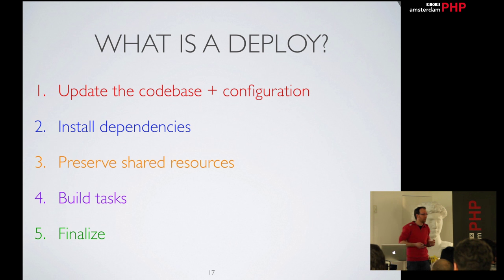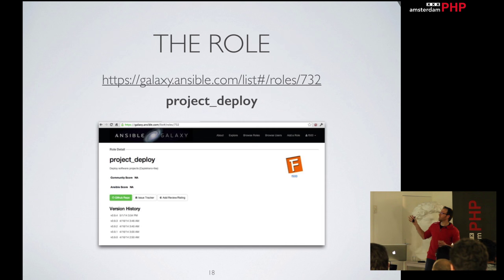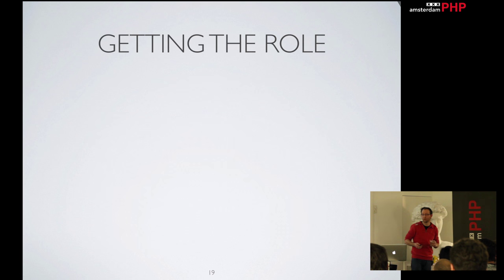So all these steps and the things I've talked about, there's a role for that. And this is it. This is the role on Ansible Galaxy, which means it's shared. Anyone can use it. And it will perform the steps for you. And I'll run you through the code now. But first, let's see how you get this if you are not familiar with Ansible Galaxy.